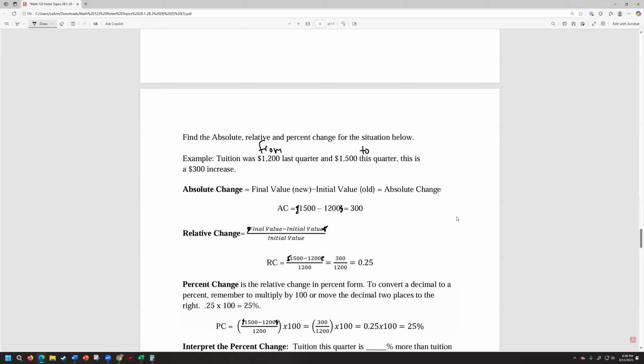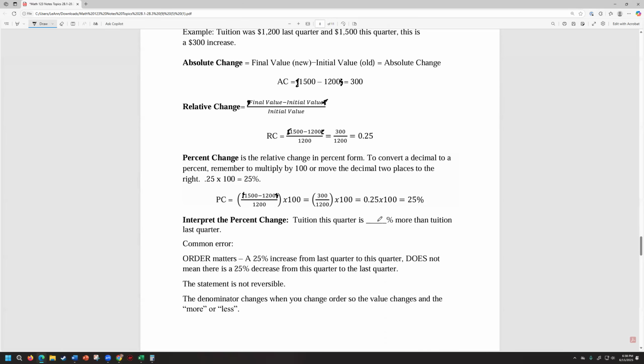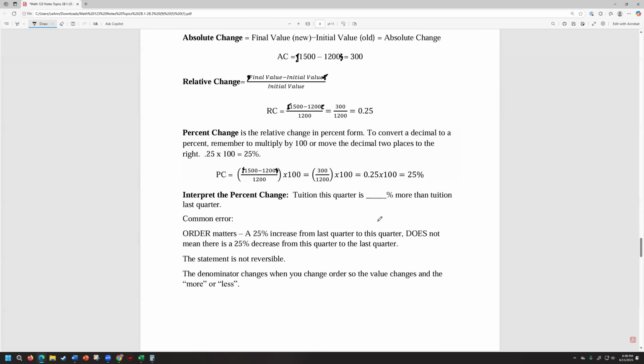It's a positive. Then we would divide that by the initial tuition. The original tuition was 1,200, so that comes out to 0.25. Percent change, remember you multiply that answer by the 100%, so you get 25%. So I just showed it with all the formula details. You really don't have to show all this. You can literally just move the decimal 2 places to the right and say it's 25%. So if we interpreted that, that would be tuition this quarter is 25% more than tuition last quarter, okay?